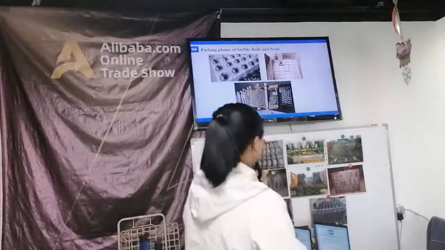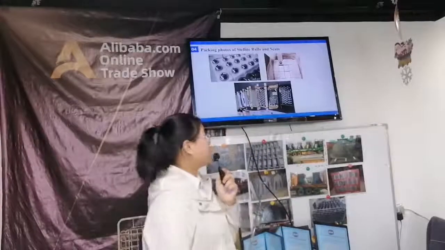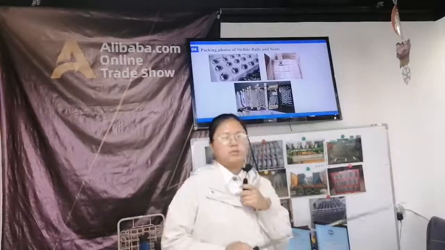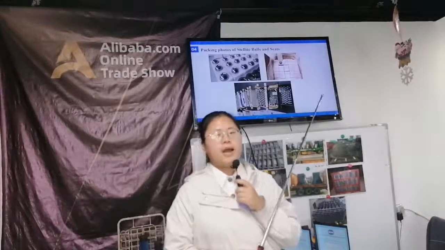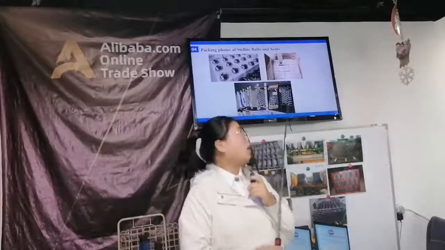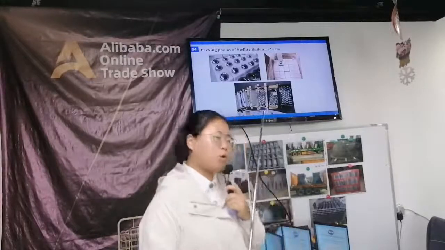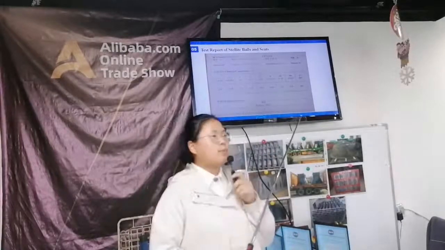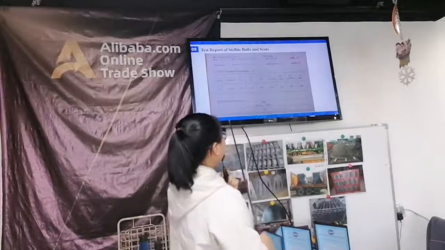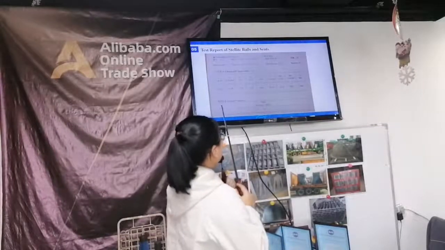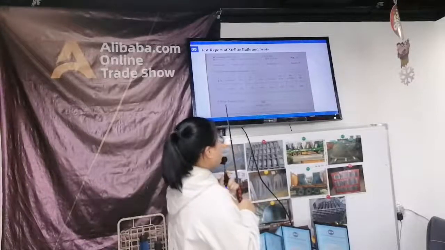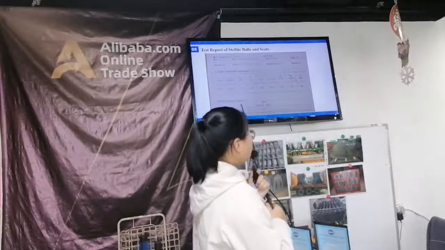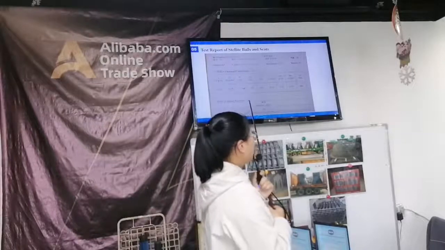Next, packing photos for Stellite balls and seats. You can see these photos. We have two types of packing. One is carton, the other is wooden box. Next, test report for Stellite balls and seats. You can see this test report. The material is A3 or Stellite 3. The specification is diameter 31.75 mm.